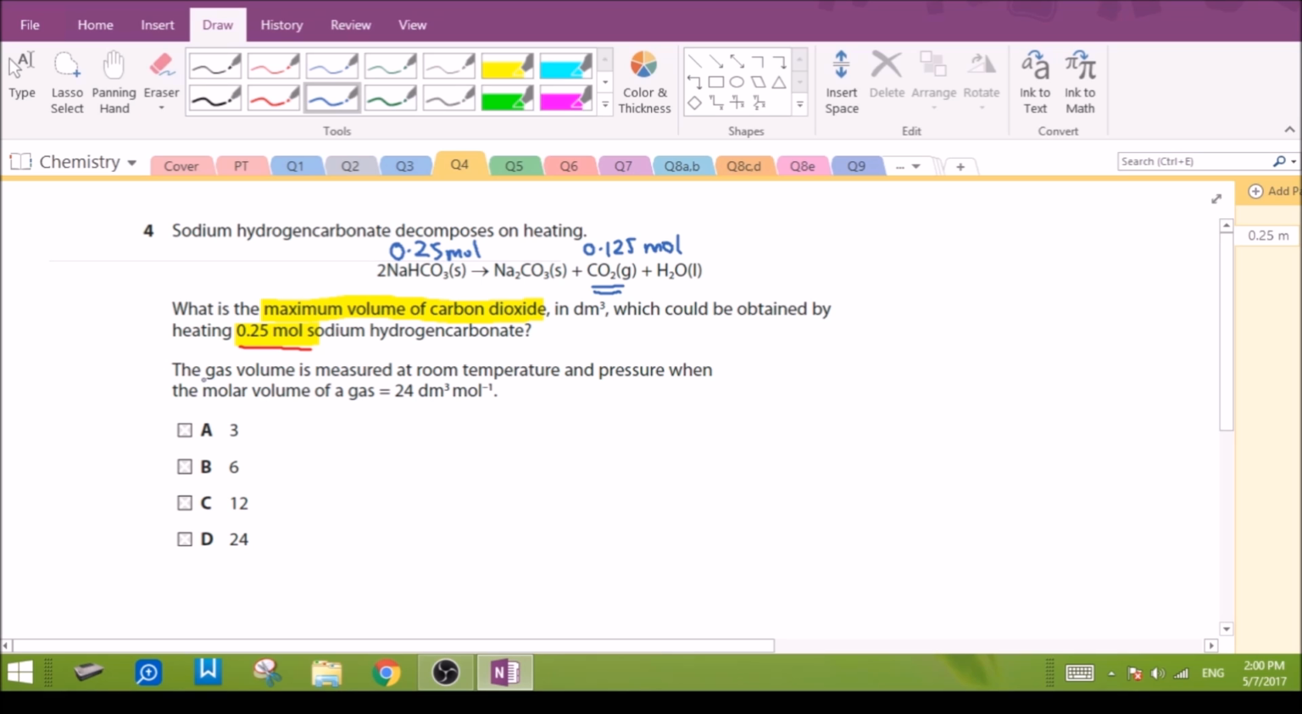And then we are required to find out the volume of the carbon dioxide. So volume of carbon dioxide is the number of moles that we expect multiplied by 24. Alright, because for every 1 mole is 24 dm cube. If you have 0.125 moles, is 0.125 multiplied by 24. That means we will be expecting the maximum volume to be 3 dm cube.